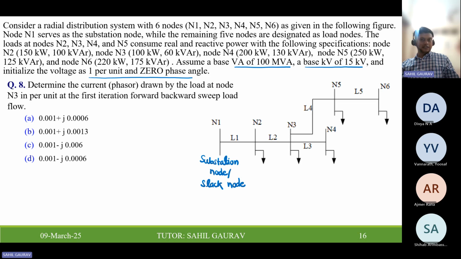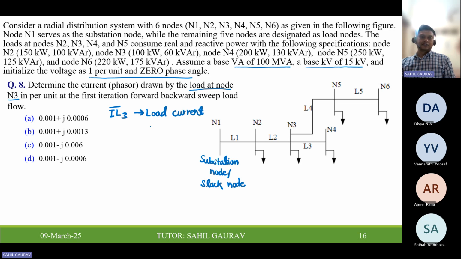So they are telling you to find this load current, that is IL3. Load current at node 3. So they are asking you IL3. We have represented this load current by IL. Don't confuse with this. You can represent by any notation.